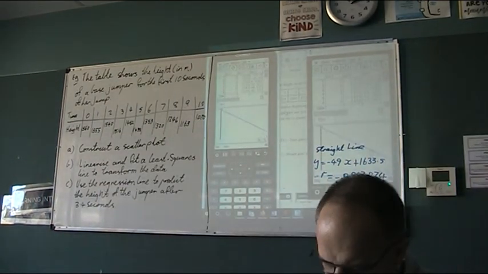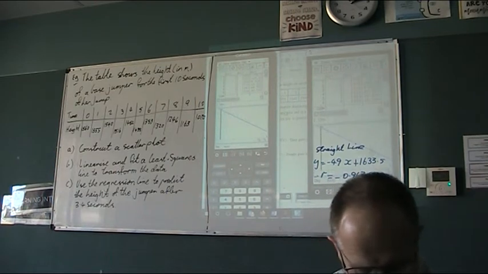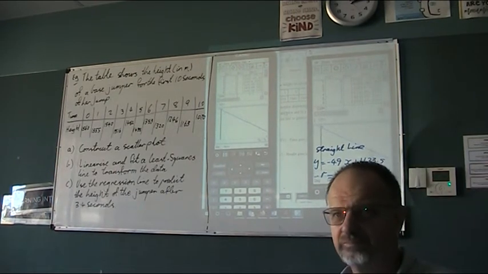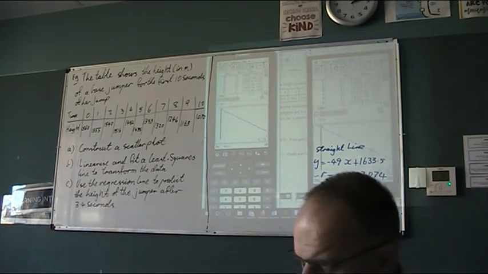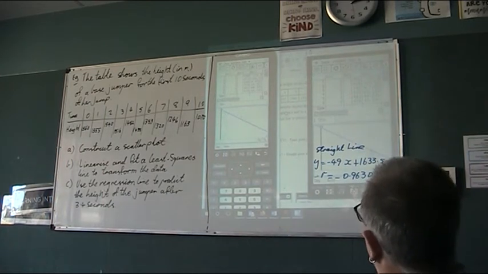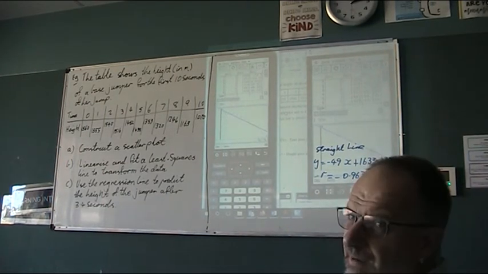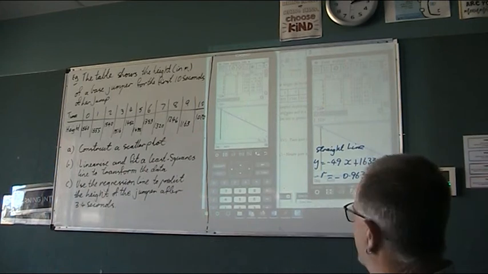All right, how else can we? Yes, my A and B were mixed around, but they were the right numbers. Depends on how your calculator's set up.